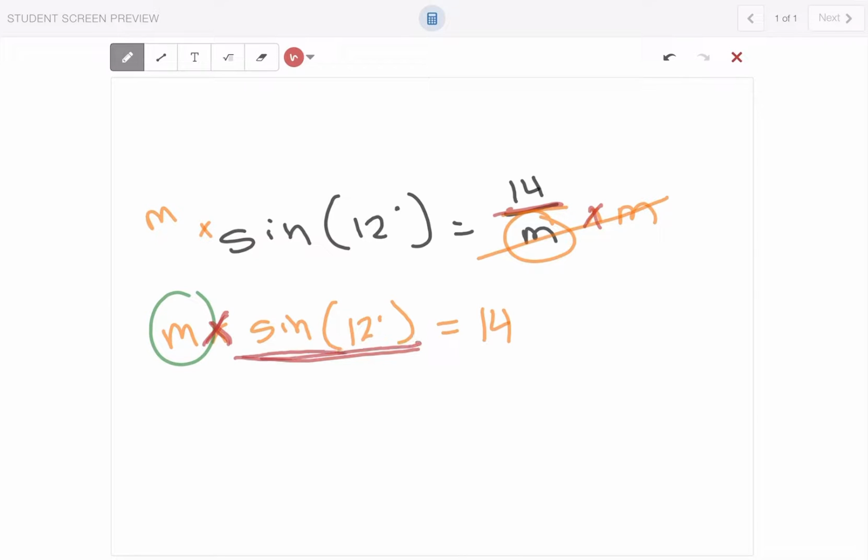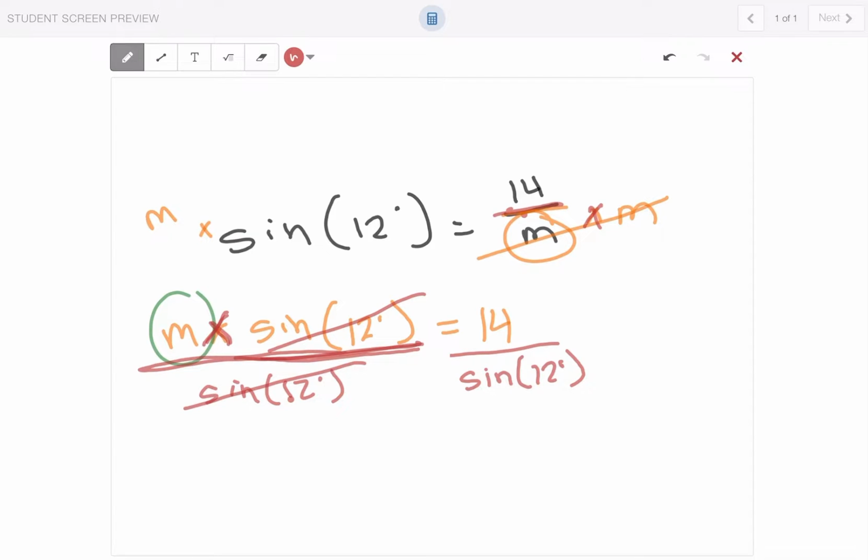So we will divide this whole side by the sine of 12 degrees and divide the other side of the equation as well. We need to balance that out. Okay, again, dividing sine of 12 degrees by sine of 12 degrees causes it to be 1, and m times 1 is just m, which is equal to 14 divided by the sine of 12 degrees, okay?